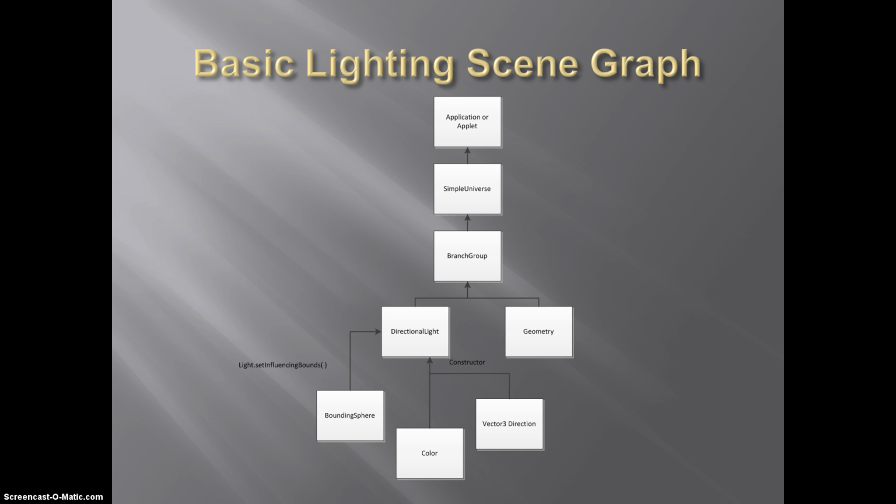And here's how this is set up in the scene graph. As you can see, the light is treated as a separate object from the geometry, but as part of the same branch group hierarchy.